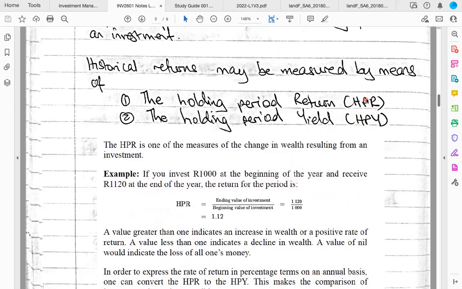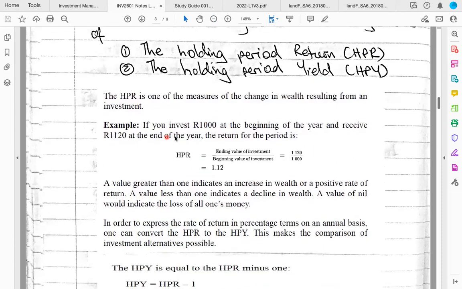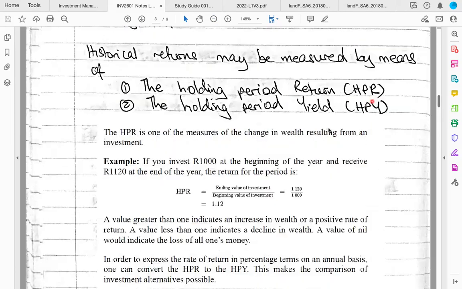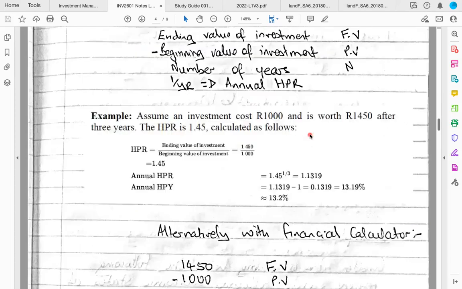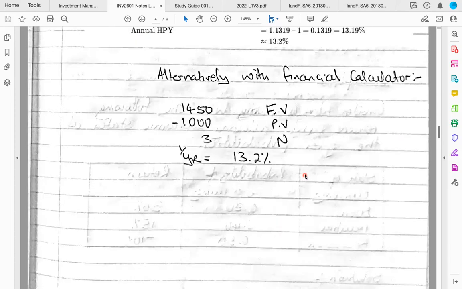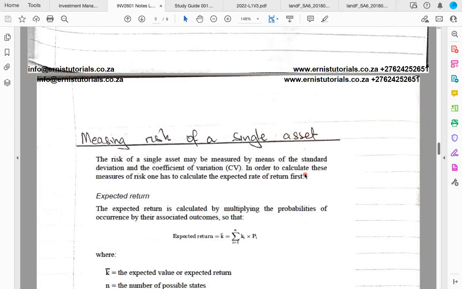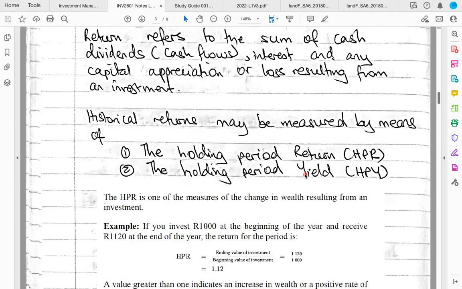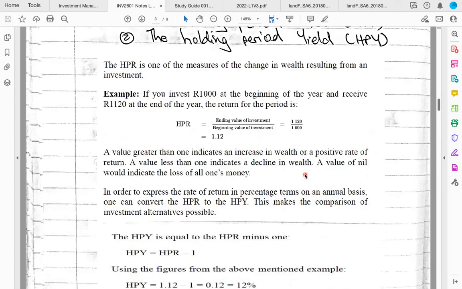Now, these two are really important and they come up a lot in the exam. And I'm just going to take you through a simple question illustrating how to calculate each of these. You can also calculate the HPY using your financial calculator. So I'm also going to explain how you can do that. And then we'll move on to calculations on expected returns and standard deviations and so forth.